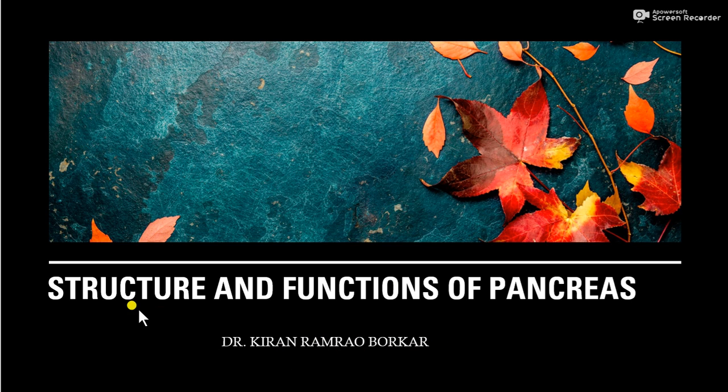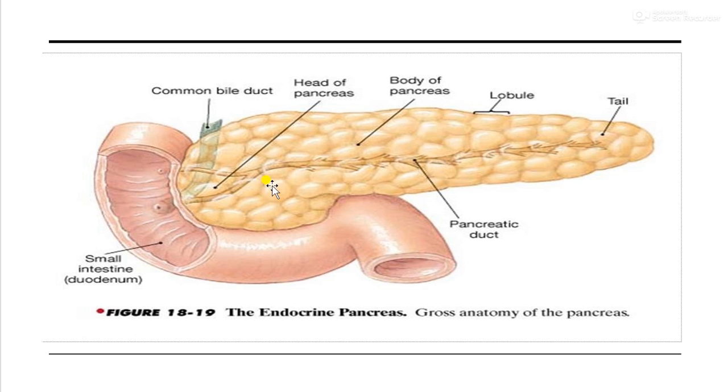Now today I am going to discuss the structure and function of the pancreas. You can see here the picture of the pancreas. This pancreas is elongated, light tan or pinkish in color, a tapered organ located across the back of the belly behind the stomach. The pancreas has four main parts, that is head, neck, body and tail.